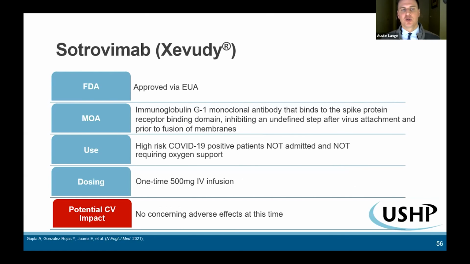Sotrovimab, or Xevudy, is approved with the emergency use authorization. This is an immunoglobulin G1 monoclonal antibody, and it binds to the spike protein receptor domain and inhibits kind of an undefined step in the attachment process, preventing COVID from actually getting into the cells. This is used in high-risk, COVID-19 positive patients who are not admitted and not currently requiring mechanical support, typically within 10 days of symptom onset. This is a one-time IV infusion, and currently there's no concerning cardiovascular effects.